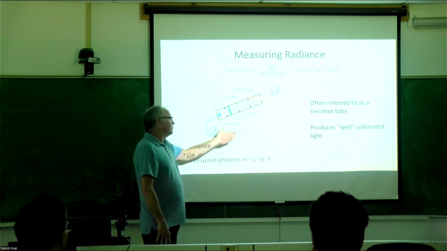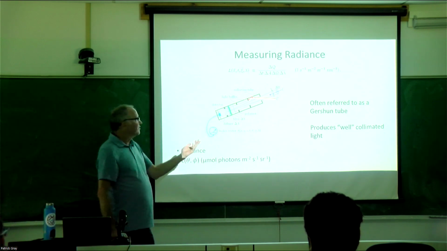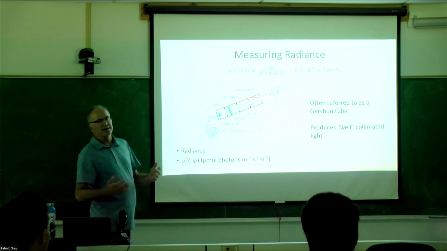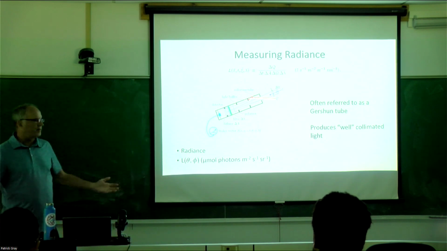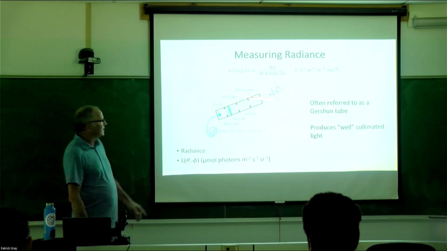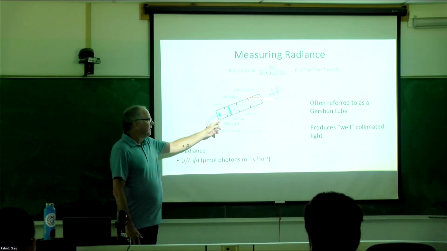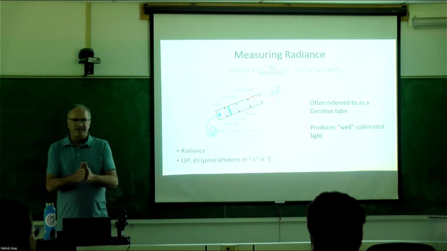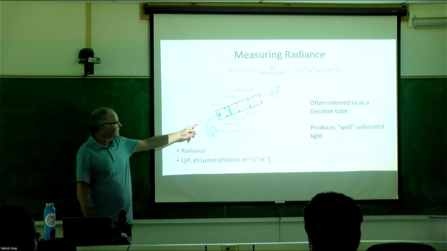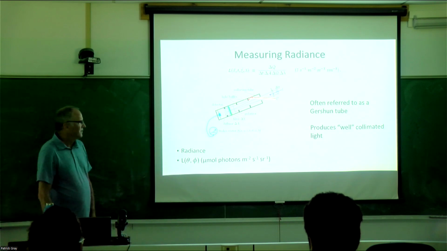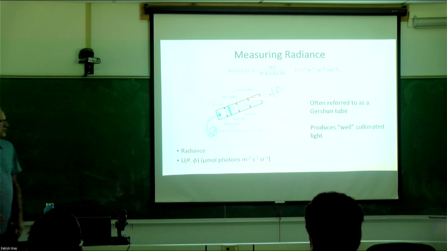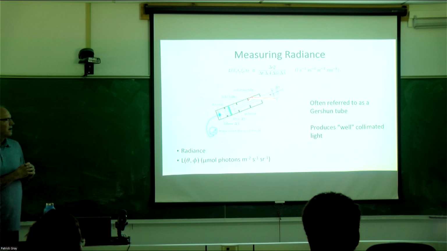Then it can hit a polarizer or depolarizer. It can hit a series of filters, whether they're discrete filters or broadband filters. You can pick your choice there. Then it goes through a diffuser, which helps diffuse the light again, and it hits the detector. The key point is we use a Gershun tube to do that collimation, and we also use it to produce well-collimated light.